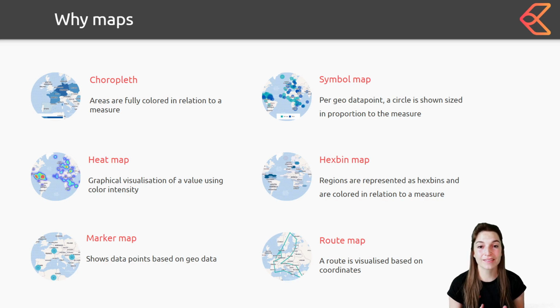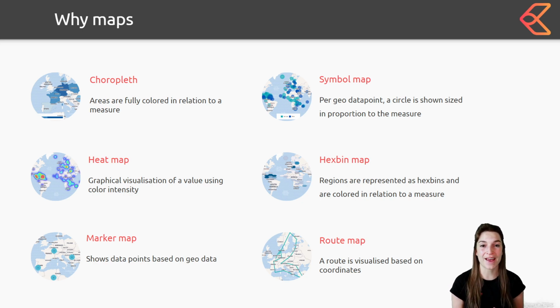Know that we have 6 different maps in Camelayo. There are 4 maps that you can use if you want to use colors or size, areas of circles to compare your data over different regions. So these maps are the Choropleth, the symbol map, the heat map, and the Hexbin map. So they use colors and also the size of an area.